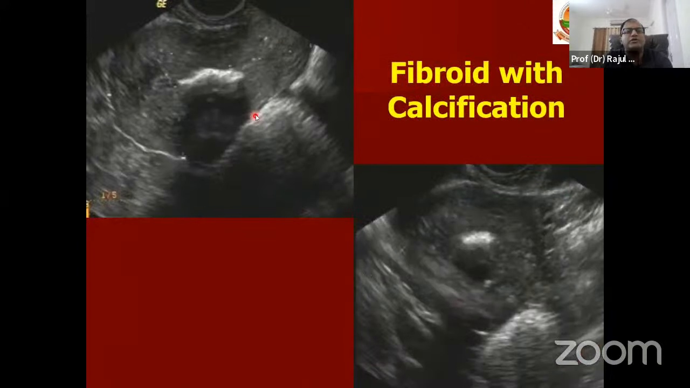So coming on to a few cases, this is a sagittal ultrasound image where we can see a large fibroid with a calcification which is lying on the submucosal site.